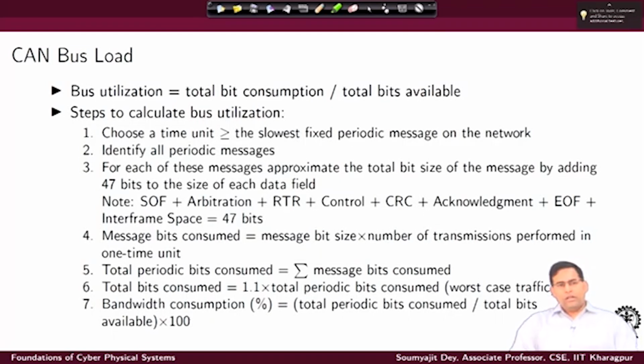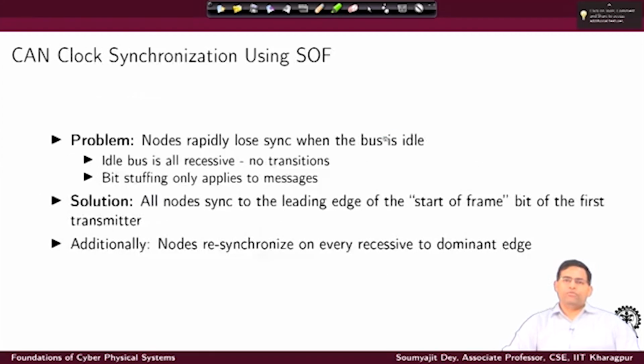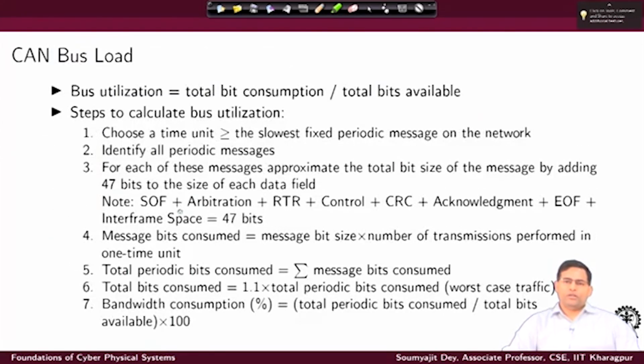So you will identify all the periodic messages, and for each of these messages you can approximate the total bit size of the message by adding 47 bits to the data field. Let's understand why this 47 choice is coming. Apart from the data field, which is variable from 0 to 8 bytes, all other fields are of fixed length, and they sum up to 47. If you sum up the number of bits of all those other fields, up to the interframe space, you get 47 bits. So take your data size plus 47. That's your packet size, right? That is the total number of message bits.